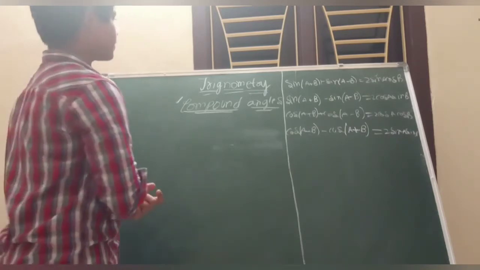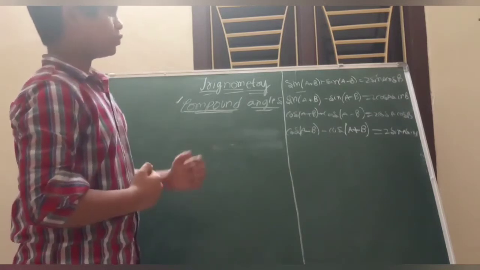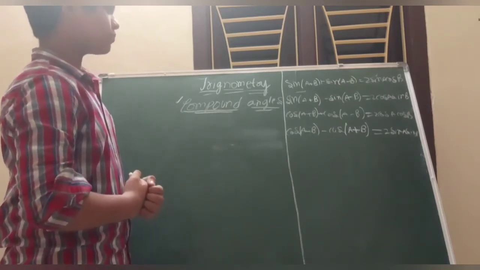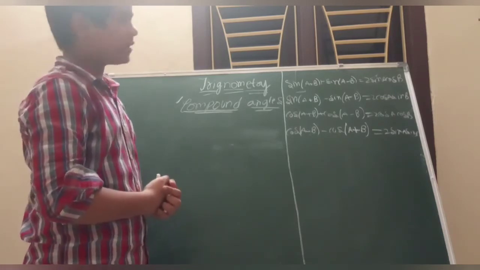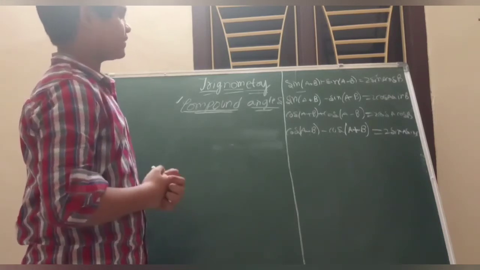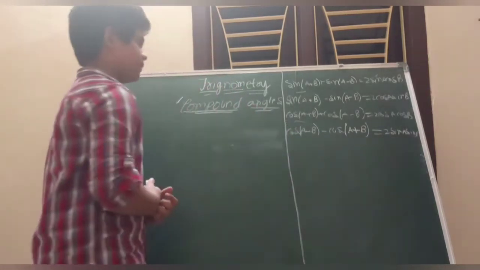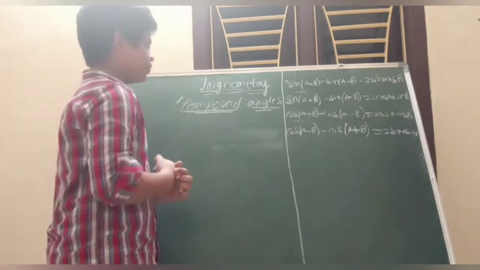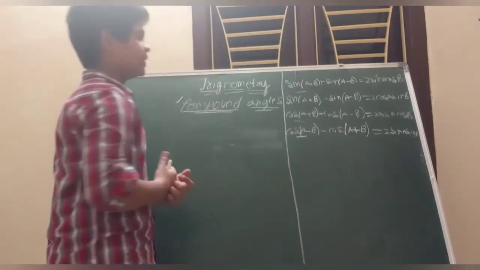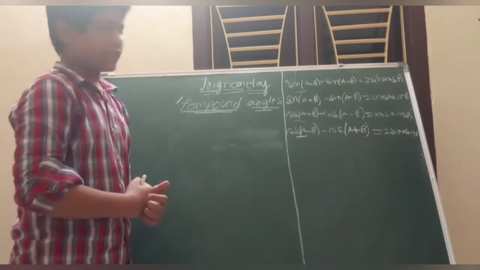The first one is sin of A plus B plus sin of A minus B is equal to 2 sin A cos B, and the second one is sin of A plus B minus sin of A minus B is equal to 2 cos A sin B. The third one is cos of A plus B plus cos of A minus B is equal to 2 cos A cos B, and the fourth one is cos of A minus B minus cos of A plus B is equal to 2 into sin A sin B.